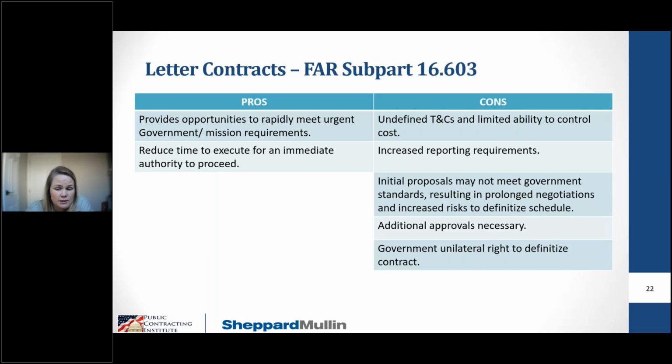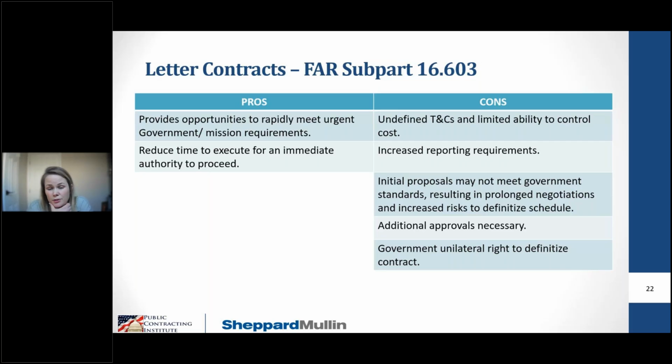On the con side, though, there typically are increased reporting requirements, including throughout the letter contract phase, to ensure that you're not exceeding those 50% of the costs. If proposals received do not align with the government's needs, it may take even more time for the parties to negotiate the definitized contract. And you're also working on a project without knowing 100% what your compliance obligations are going to be and whether your company is prepared to comply with those obligations as well.